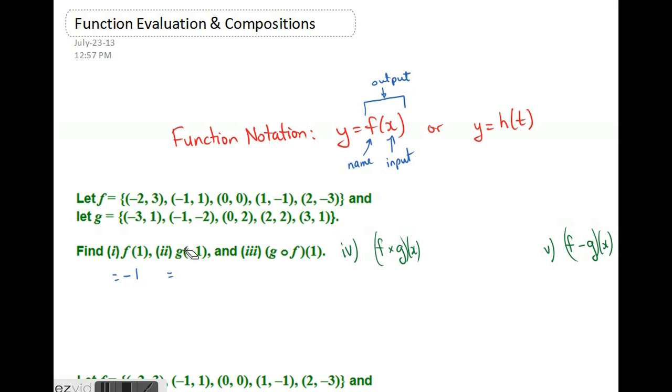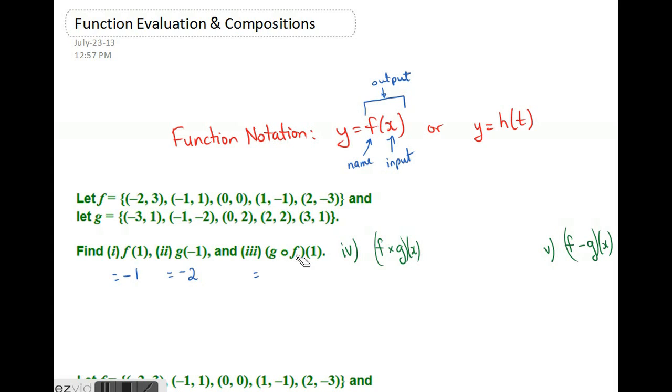Similarly, g of -1: you locate the point in the function g where x is -1, and look for the y value of that point. -2 is the answer. The next one, I'd like to talk about this notation first of all.